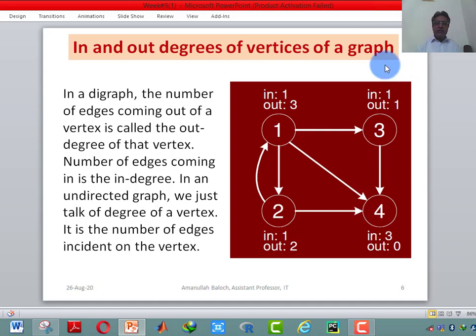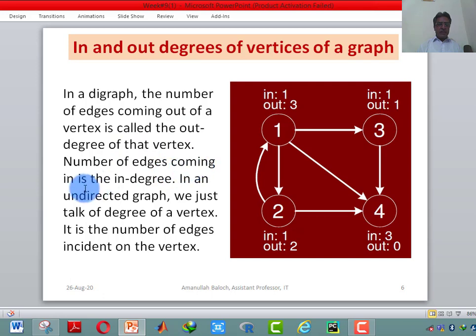In and out degree of vertices of a graph. Let's suppose this is a graph. In a directed graph, in a digraph, the number of edges coming out of a vertex is called the out degree. There are 3 edges coming out, so its out degree is 3.